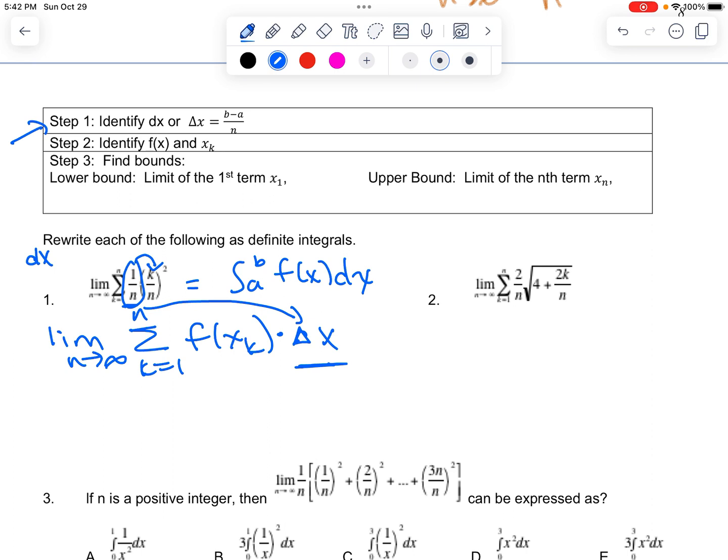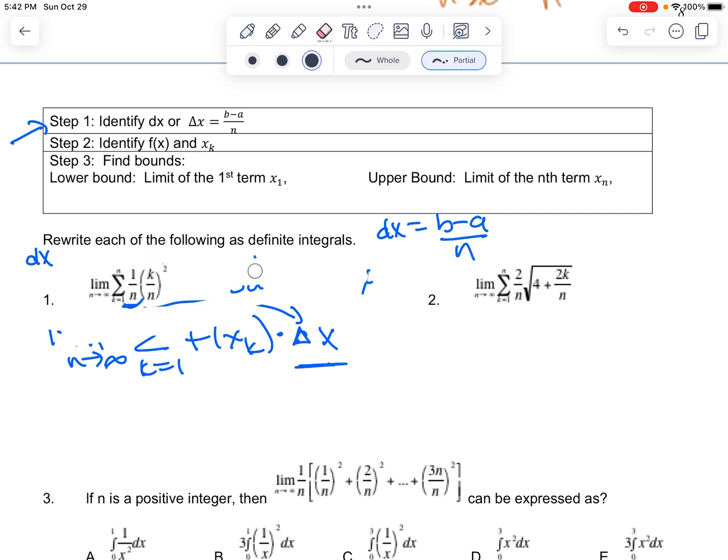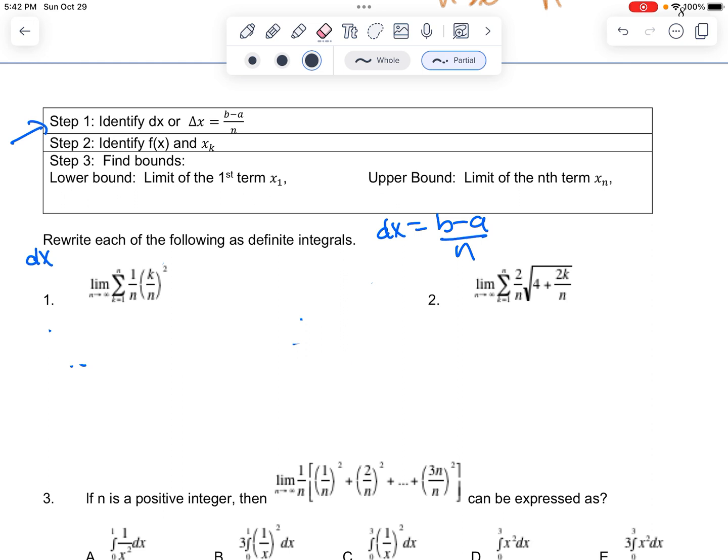The other way to think about it, your dx should be a number on the top because it's the upper bound minus the lower bound. Remember, it is b minus a divided by n. So it's got to be a number divided by n, and it's getting multiplied everywhere through. Usually that's the easiest thing to pick out in the beginning, so I always start with that. So dx here is 1 over n.